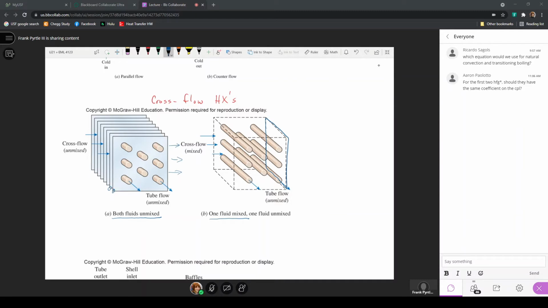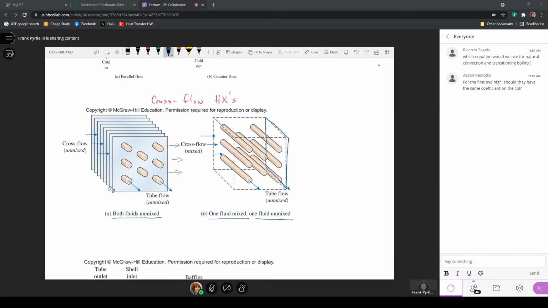The fluid that came in at the bottom on this left side could move around and come out over on the top side on the right side. This is the fluid that we would consider to be mixed, and the one that's unmixed is what flows through the individual tubes. So when we consider a cross-flow heat exchanger, it will be further subcategorized as cross-flow, both fluids unmixed, or cross-flow, one fluid mixed, one fluid unmixed.